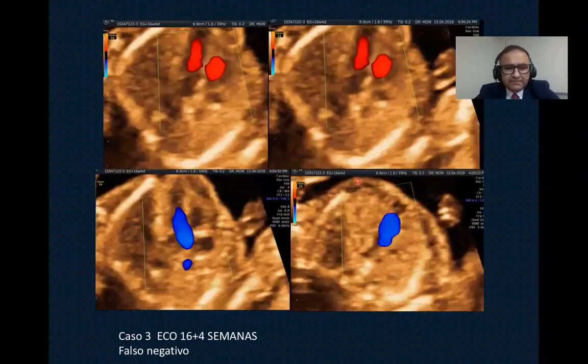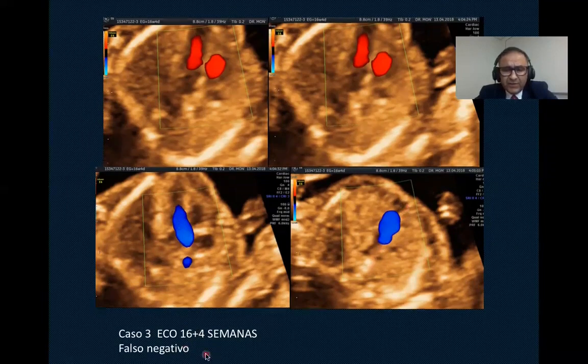This is a third case that had a normal 4-chamber view and came in for an ultrasound at 16 weeks. The 4-chamber view was normal. This vessel emerging from the posterior ventricle was interpreted as the aorta, and this vessel that apparently arose from the right ventricle was interpreted as the pulmonary artery. This case was a false negative at 16 weeks and 4 days.